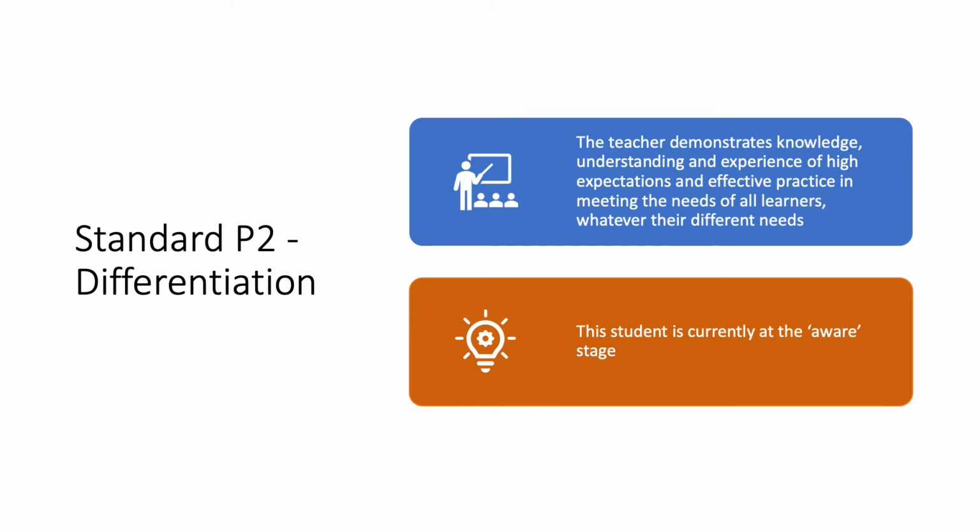And just a reminder, the differentiation standard says the teacher demonstrates knowledge, understanding and experience of high expectations and effective practice in meeting the needs of all learners, whatever their different needs. And so aware is that middle stage between really not doing anything, not being aware, nothing's happening at all, through getting towards the capable stage, which is what somebody will look like when they're at the level to receive QTS. So they're somewhere between nowhere and ready to qualify.